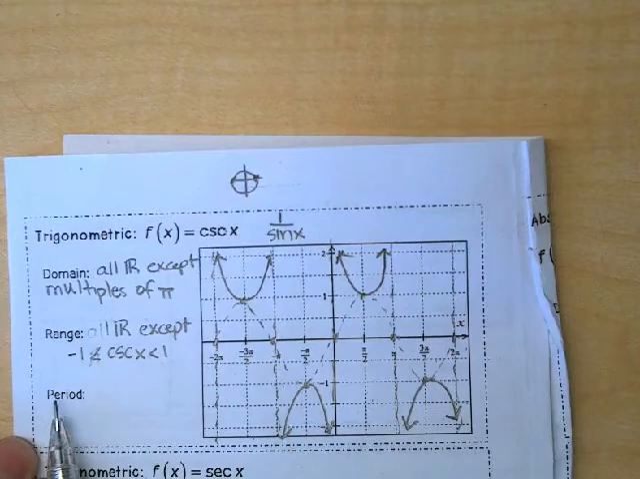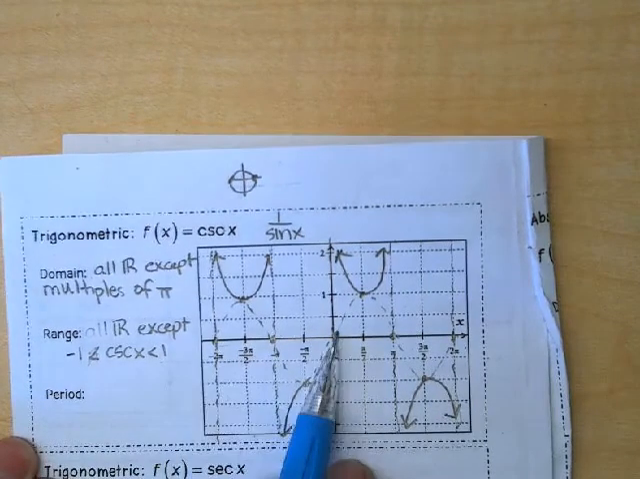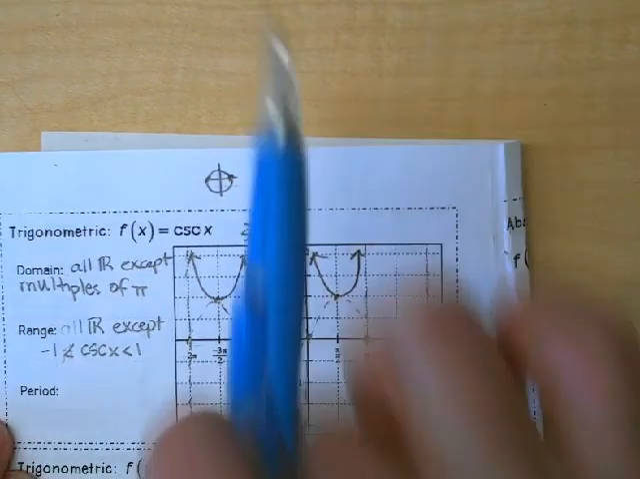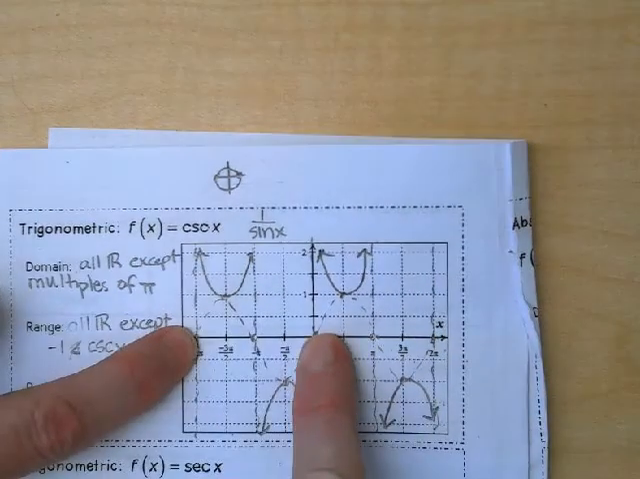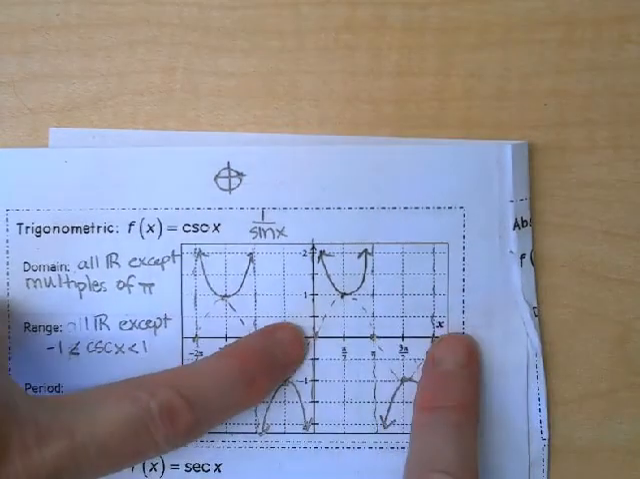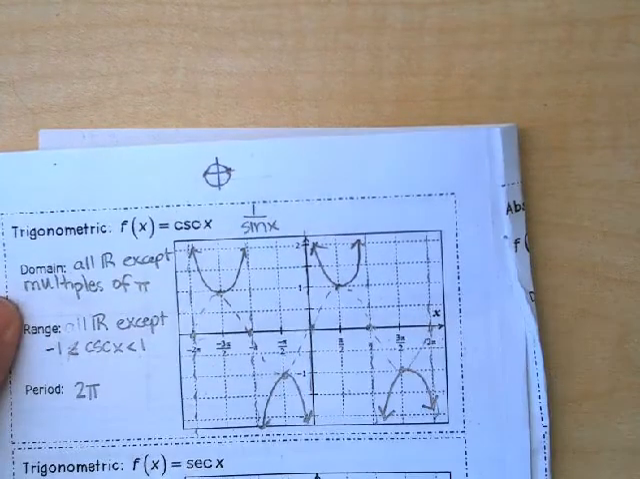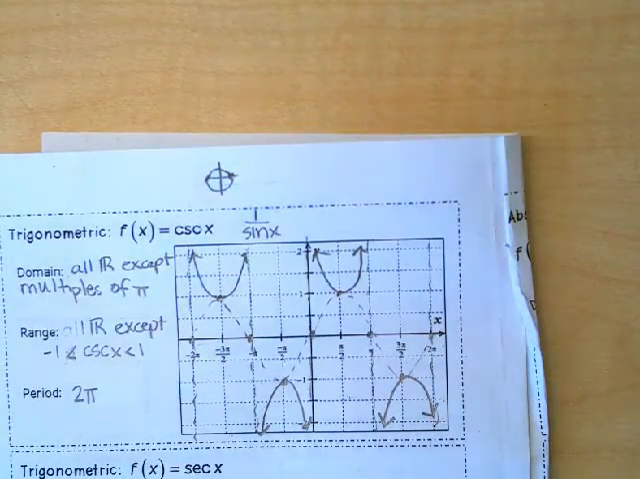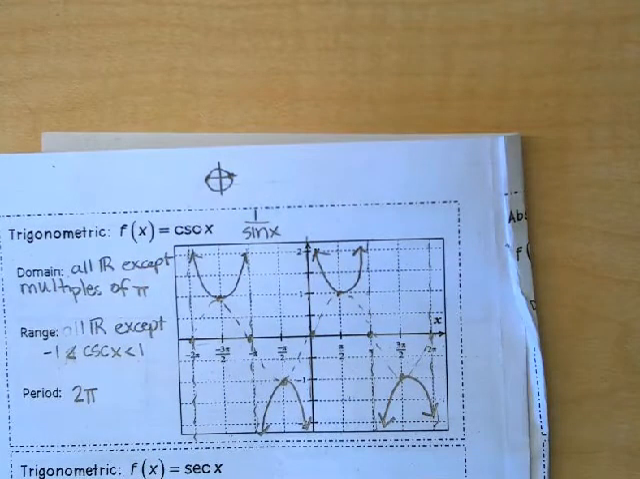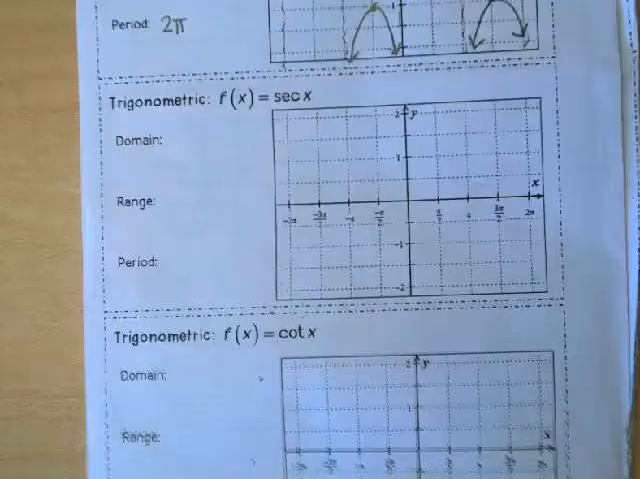Now its period, it's going to have a period of 2 pi because this is 2 pi from here to here. And then it has to go 2 pi from there to there before it starts to look the same again. Okay, so that should help you get the secant graph and then use what you know about the tangent graph to help you get the cotangent graph.